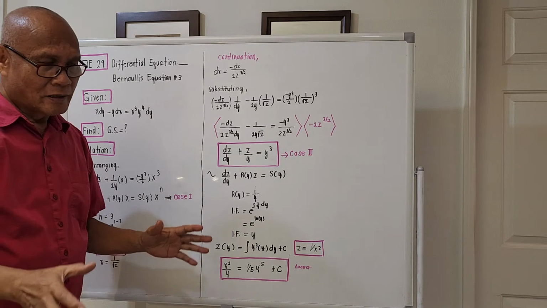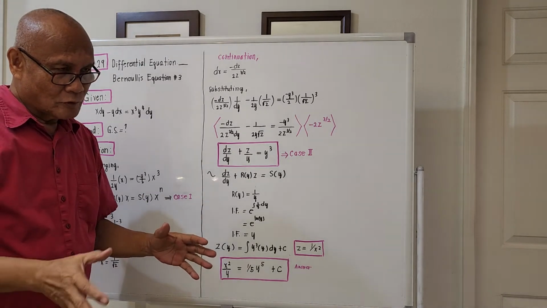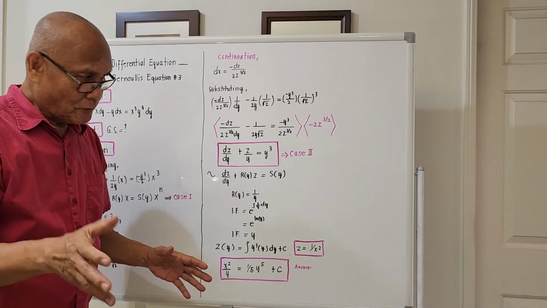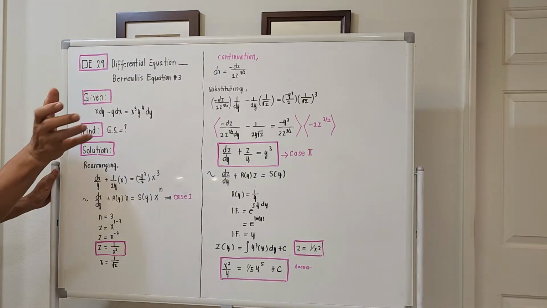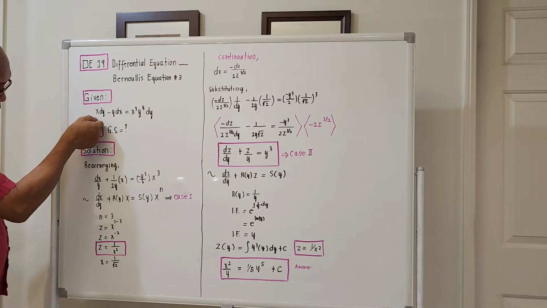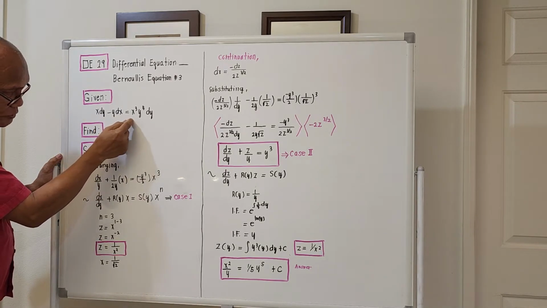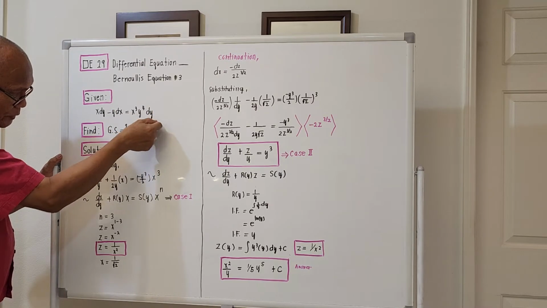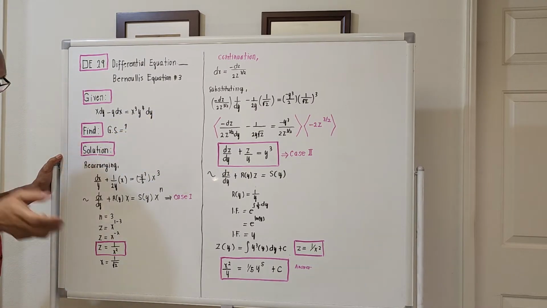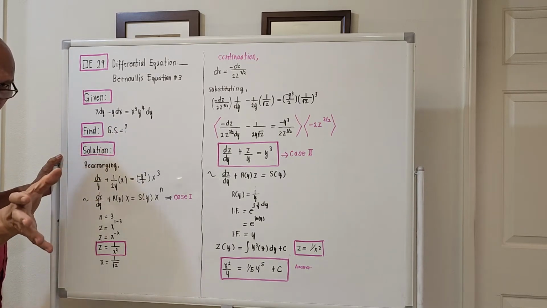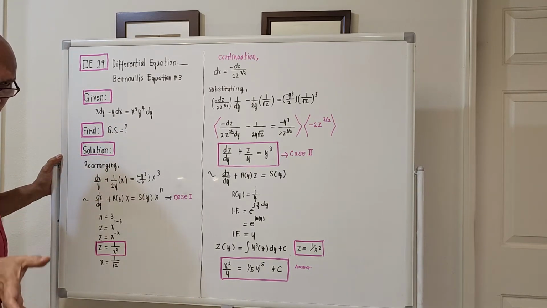This is another evaluation problem. So for you guys who are taking differential equation, this is for you. The given differential equation is x dy minus y dx equal to x cubed y to the fourth dy. We are asked to find the GS, general solution. Okay, let's try to bring out the solution.